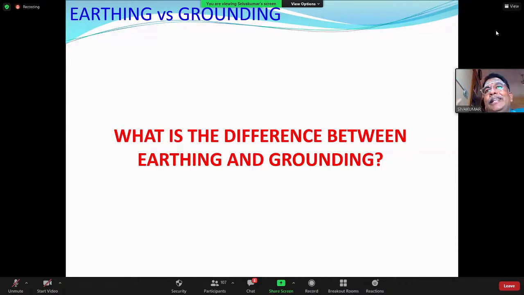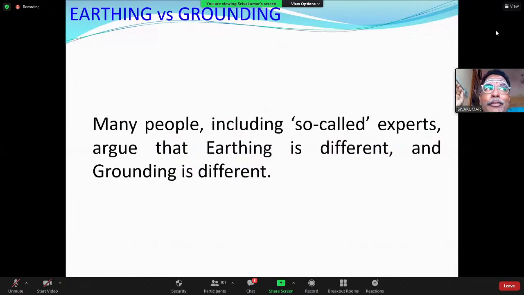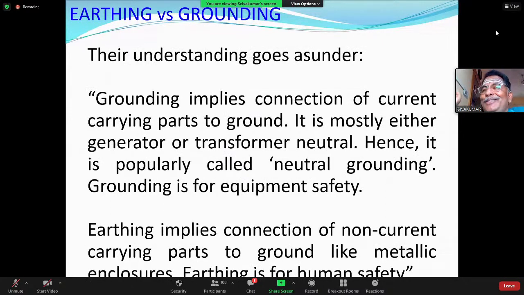Let us see, in spite of everybody's opinion, standards are the Bible. Let us also see what the opinions of the experts are, and what the standard says on this. Many people, including the so-called experts, have written tons and tons of books on earthing, and they have opined differently. They argue that earthing is different and grounding is different.